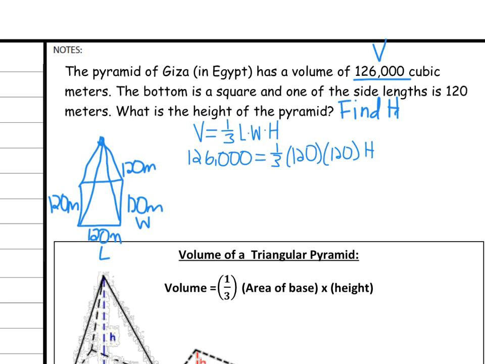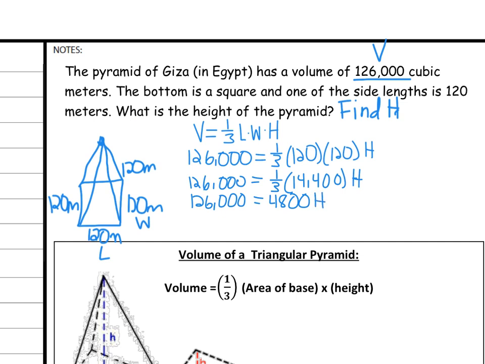So if I do 120 times 120, then this side will still be the same, and it'll say 1/3, but then my answer for 120 times 120 is 14,400, and there's still an H. Now I'm going to multiply that times 1/3 to make that right side look even better. And when I do 1/3 times 14,400, gives me 4,800, and still an H.